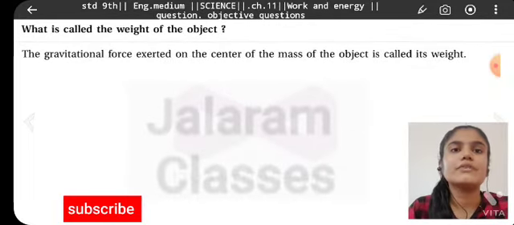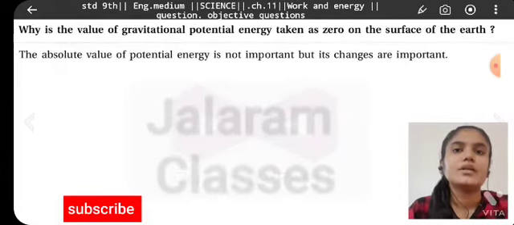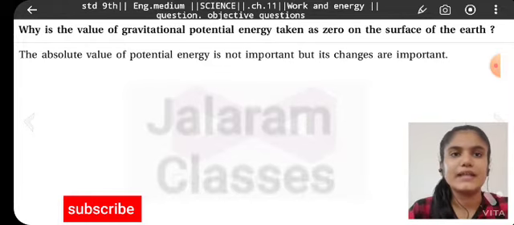What is called the weight of the object? The gravitational force exerted on the center of mass of the object is called its weight. Why is the value of gravitational potential energy taken as zero on the surface of the earth? The absolute value of potential energy is not important, but its changes are important.